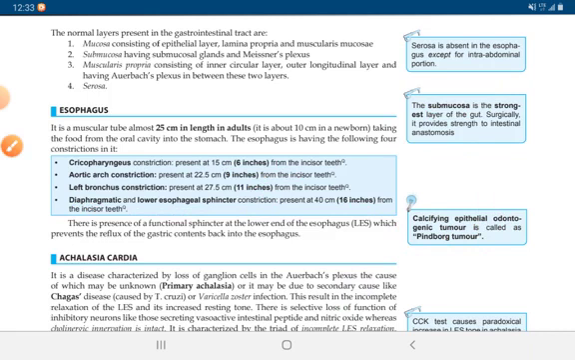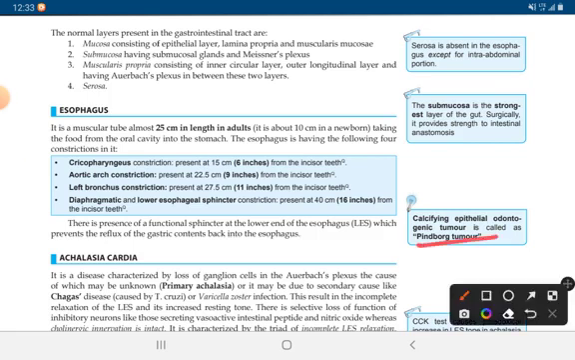The calcifying epithelial odontogenic tumor is called Pindborg tumor. The calcifying epithelial odontogenic tumor is known as Pindborg tumor.